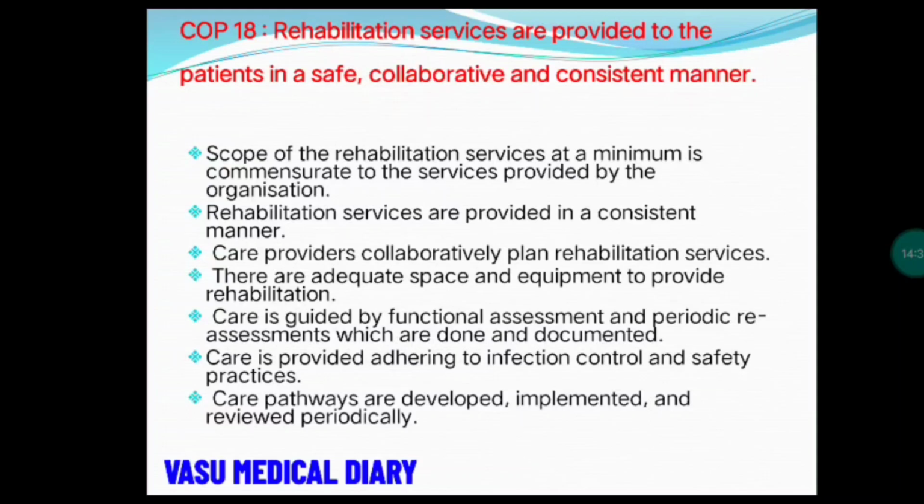COP18. Rehabilitation services are provided to the patients in a safe, collaborative and consistent manner. The scope of the rehabilitation services at a minimum is commensurate to the services provided by the organization. Rehabilitation services are provided in a consistent manner, and care providers collaboratively plan rehabilitation services. There are adequate space and equipment to provide rehabilitation, and care is guided by functional assessment and periodic reassessment, which are done and documented. Care is provided adhering to infection control and safety practices. Care pathways are developed, implemented, and reviewed periodically.